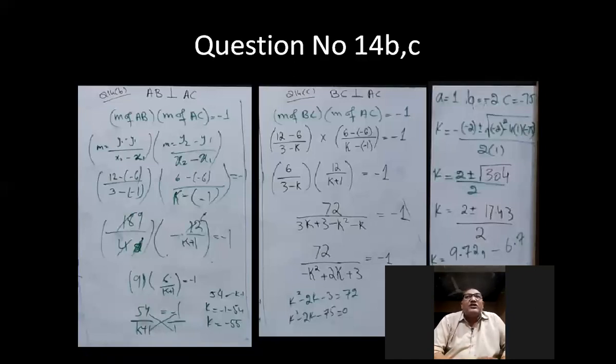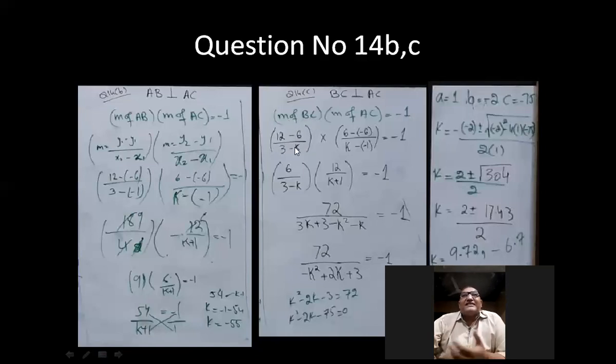BC is perpendicular to AC. So here you can see that we have written that condition. Because these two lines are perpendicular to each other, the product of their gradients will be equal to -1. Gradient of BC multiplied with the gradient of AC will be equal to -1. So we apply the formula of the gradient on the B and the C point.